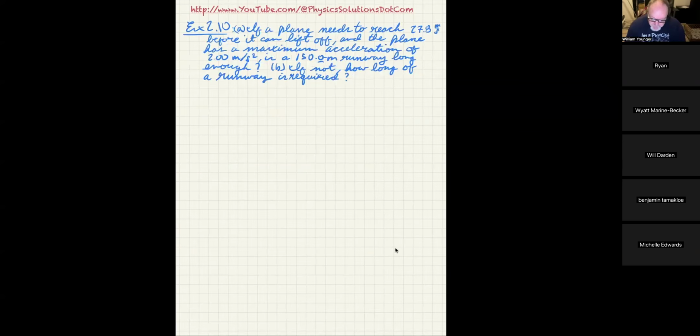Here's a version of a problem that your book has. It says if a plane needs to reach 27.8 meters per second before it can lift off, and the plane has a maximum acceleration of 2 meters per second every second, is a 150-meter runway long enough? And B, if not, how long of a runway is required? So that's the questions we're trying to ask.